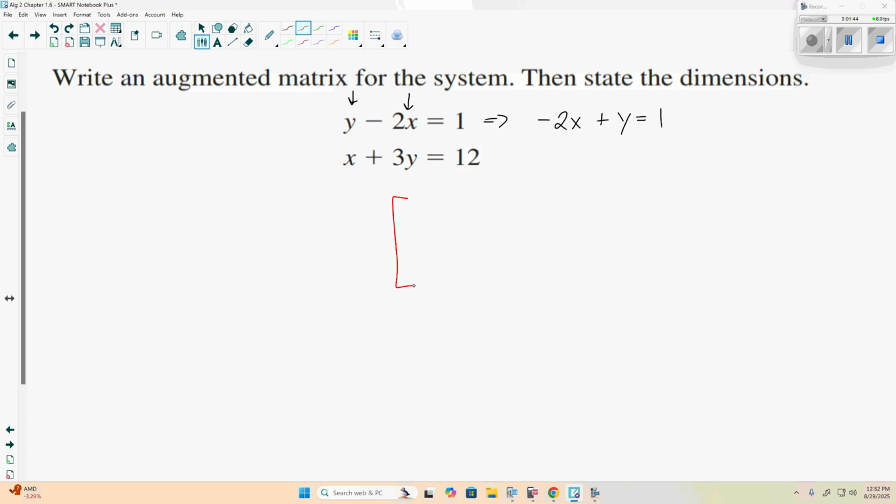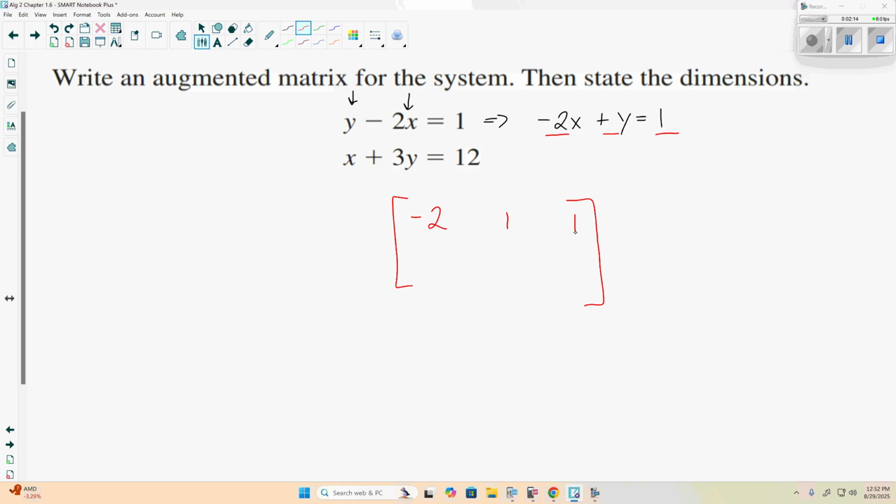So now to write this out, we're going to take the coefficients, the numbers in front of our variables, and then what it's equal to, and list them out. So since negative 2 is in front of x, it would go first. Since 1 is in front of y, it would go next. And then it's equal to 1. So we'd have negative 2, 1, 1. That's it for the first row.